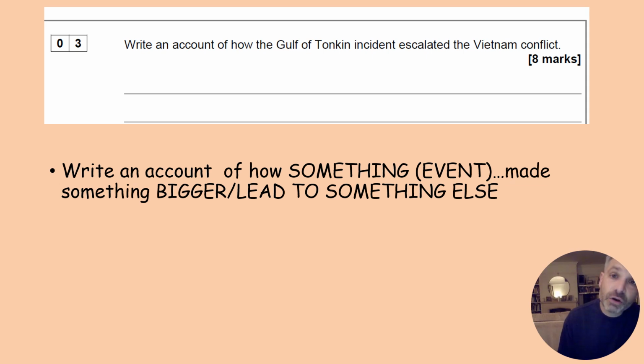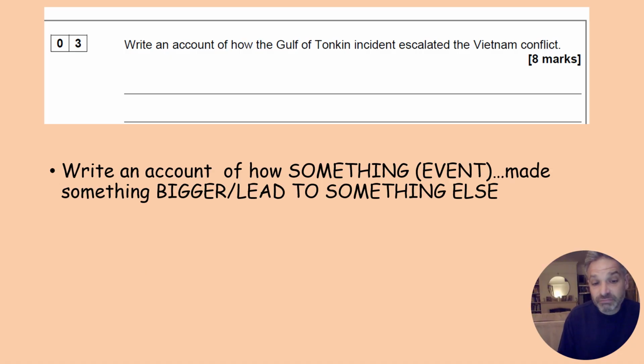It could be that it asks you about the Battle of Dien Bien Phu, or it could be something to do with the Tet Offensive, or the last 2 years of the Korean War, or something. And what you need to do is describe that period of time. But then it always asks you how it escalated, how it got bigger. So during the course of this, how did something get worse or change? And so you've got to describe it, but you've got to explain how it led to something else.